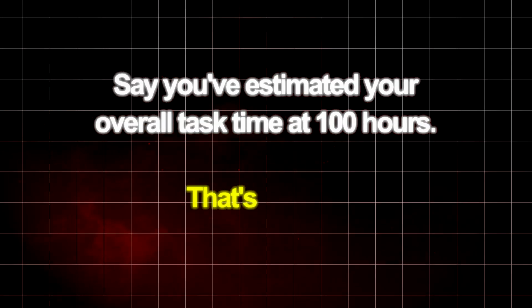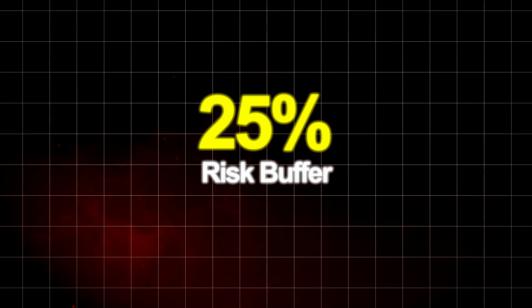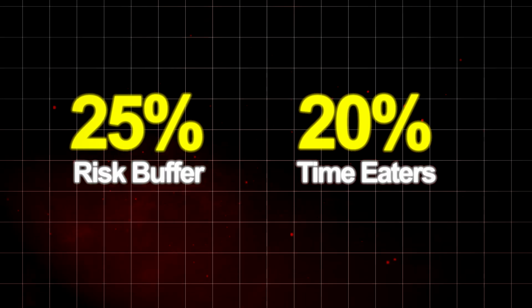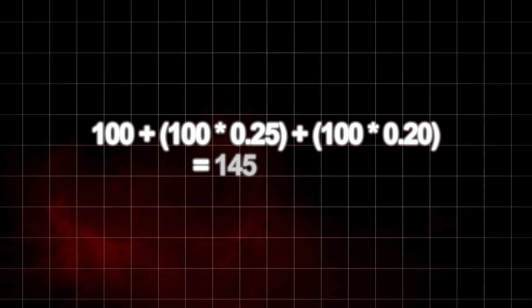Say you've estimated your overall task time at 100 hours. That's your E. Now, let's say it's a pretty complex project, so you decide on a 25% risk buffer. And of course, we know about that 20% for time eaters. Plug all that into our formula, and you get 100 plus 100 multiplied by 0.25 plus 100 multiplied by 0.20 equals 145 hours.